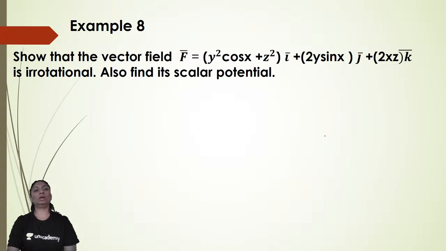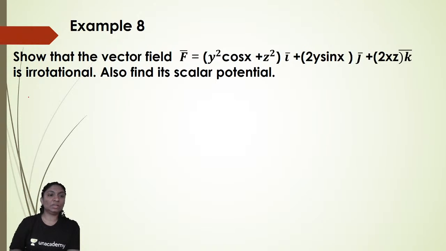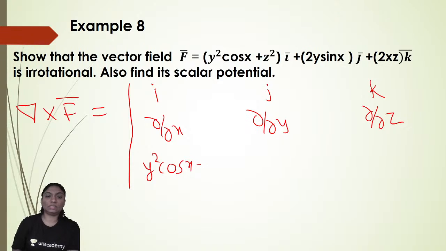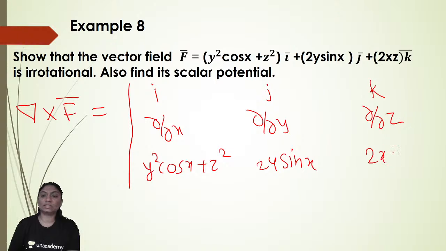See the next example. Show that the vector field F bar is irrotational and also find its scalar potential phi. So we will show that this vector field F bar is irrotational. So for that we will consider del cross F bar. So what is our del cross F bar? i, j, k, del by del x, del by del y, del by del z of F bar: y square cos x plus z square, 2y sin x, 2xz.